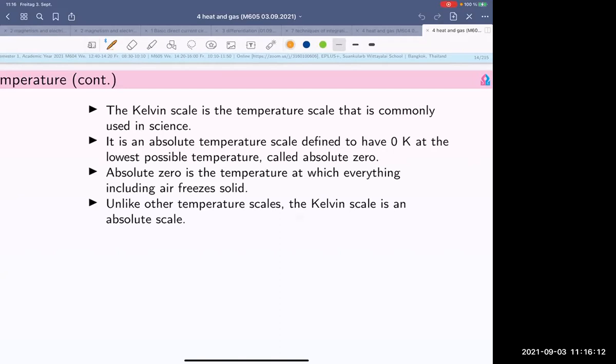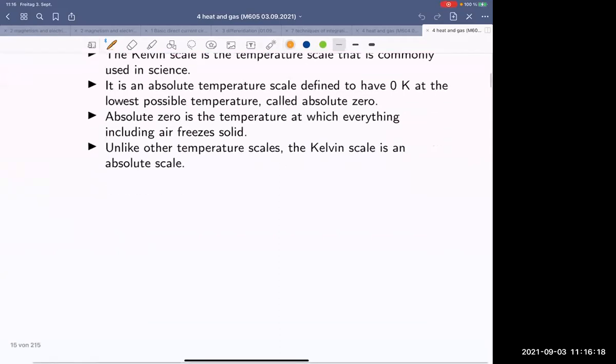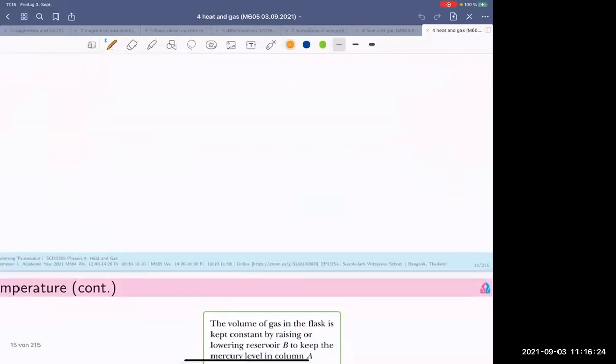Unlike other temperature scales, the Kelvin scale is an absolute scale. The other scales are Celsius and Fahrenheit, and you know there is an additional temperature scale. What is that? The one that I didn't say in this lecture. Have you ever heard of it? Maybe during your time in Mathematics 3, 4, or 5 you may have heard of that temperature scale, but it's not addressed in these lecture notes, in this SCI33205. What is that temperature scale?